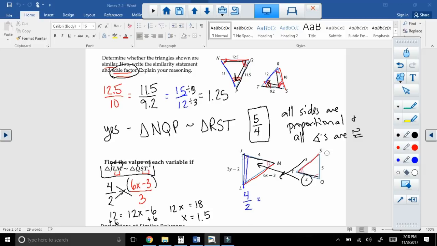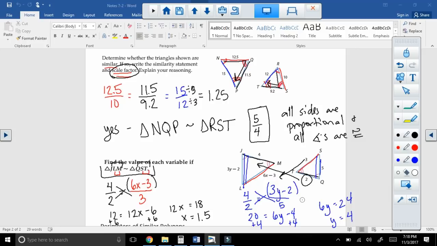and now I'm going to set that up with these sides. So that's going to be 3y minus 2 over 5. So I'm going to cross multiply. This is 20. This one here, when you distribute, you get 6y minus 4. Add the 4, so 6y equals 24, or y equals 4. So I've successfully solved those.